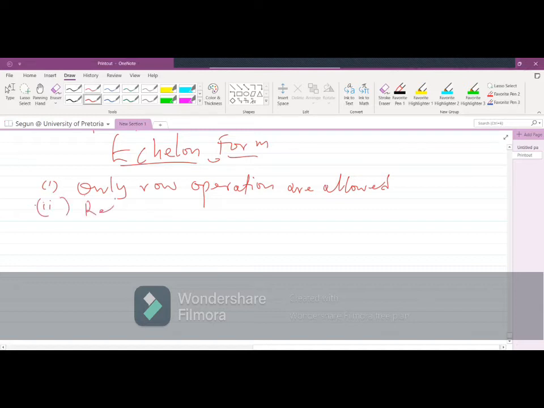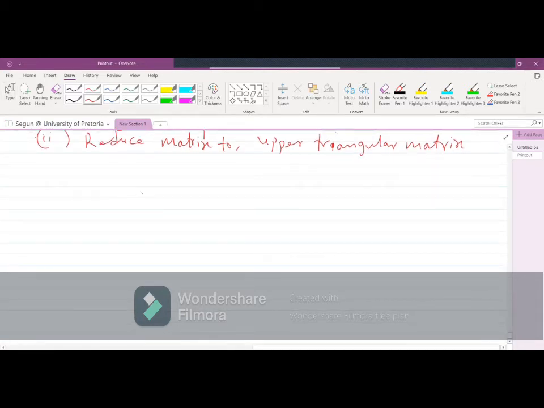You have to reduce the matrix to upper triangular or triangular matrix. Remember, it's part of the definition of triangular matrix, part of the assignment that I gave you. Number 3, if it's not there, please try and read it.